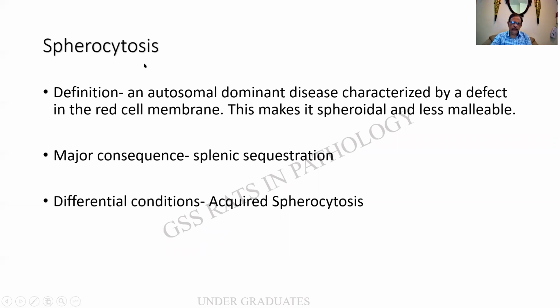What is the definition of spherocytosis? It is an autosomal dominant disease characterized by a defect in the red cell membrane. This makes it spheroidal and less malleable. Malleable means it can fold, it can unfold and pass through narrow capillaries. This property is lost in spherocytosis. And the major consequence of this is splenic sequestration or destruction in the spleen. The differential diagnosis includes acquired spherocytosis.